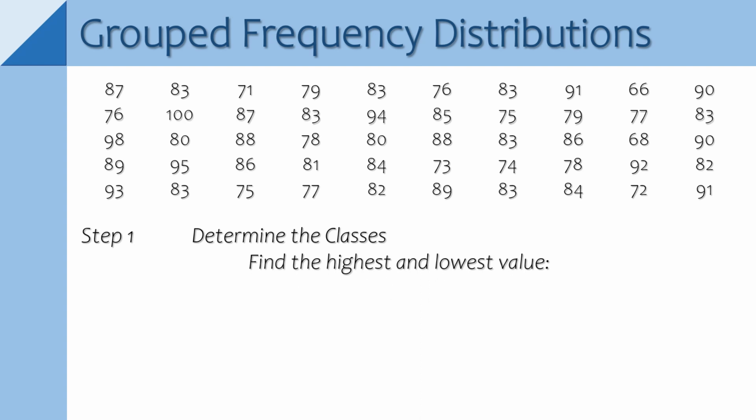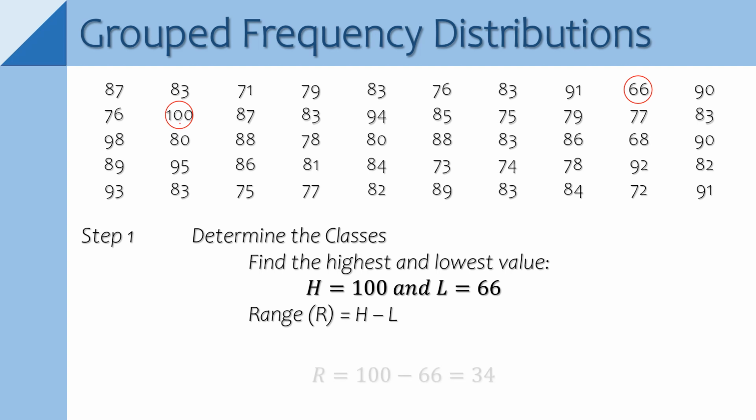So what do you think the highest value? Okay, I think this is the highest value. So we have 100, and then the lowest value is 66. Therefore the highest H is equal to 100 and L is equal to 66. Next is find the range. Range is equal to highest value minus lowest value, so that is equal to 100 minus 66, which is 34.